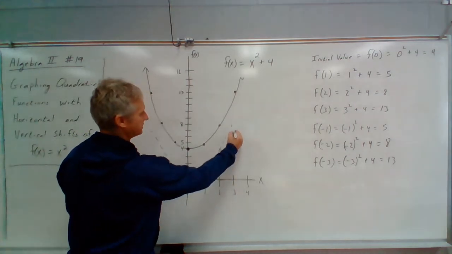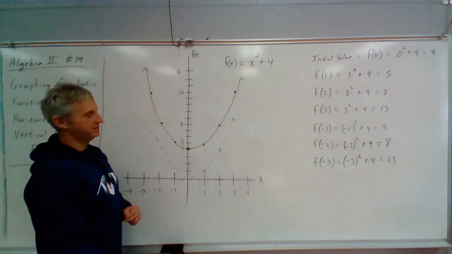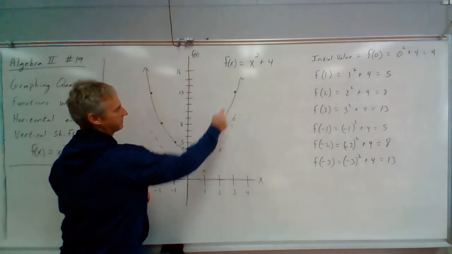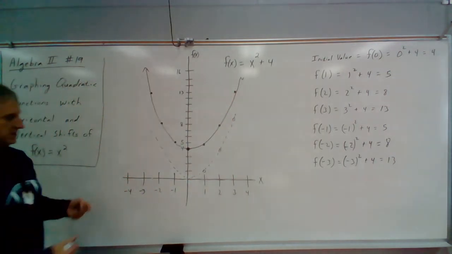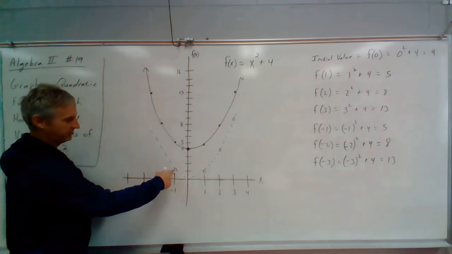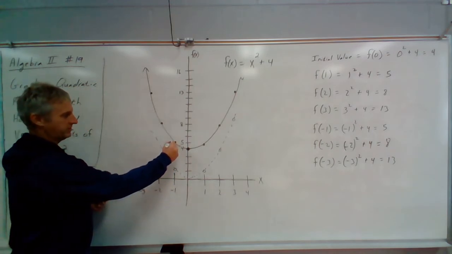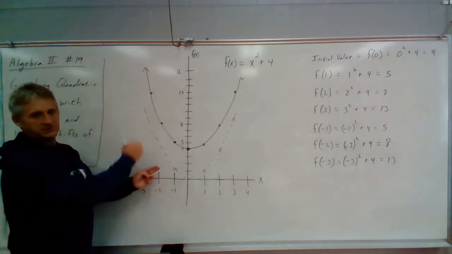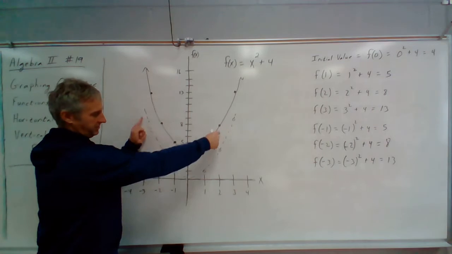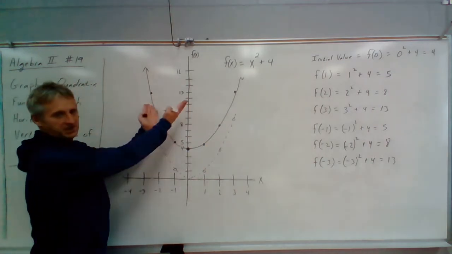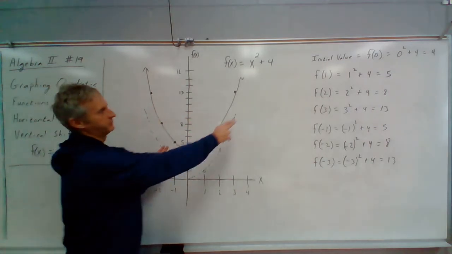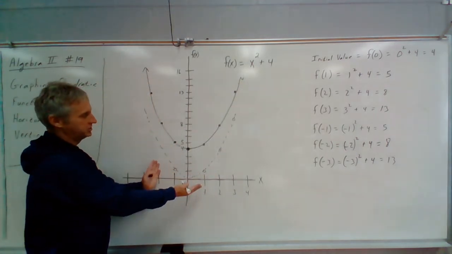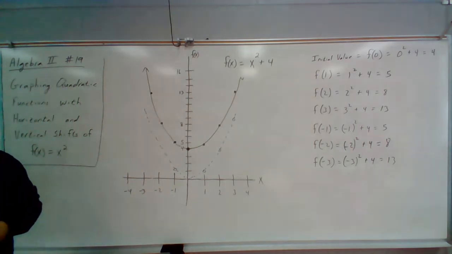This point was 3, 9 on the old parabola. It got shifted up 4 spots. It's now at 3, 13. 9 plus 4 is 13. Same thing over here. This point was at negative 1, 1. It got shifted up 4 spots. It's now at negative 1, 5, and so on. So every point on this original parabola, y equals x squared, got shifted up 4 units. So this plus 4 out here on the end just took the basic parabola, y equals x squared, and shifted it up 4 units.